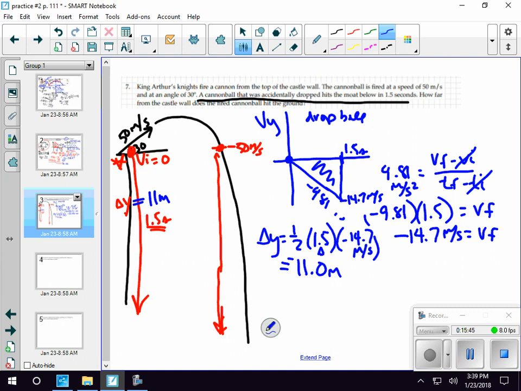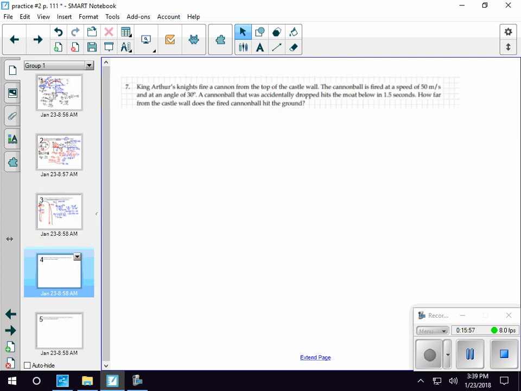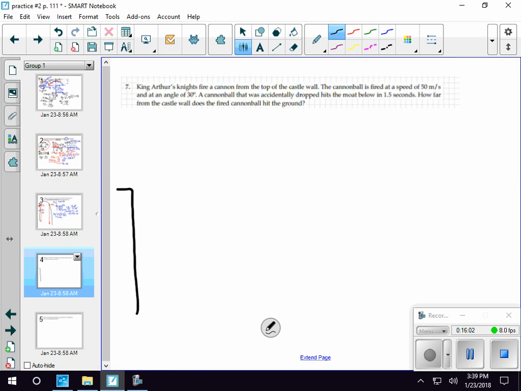But at this point, I've gotten all the information I can possibly get out of the dropped cannonball, and it is now, besides that 11 meters, completely irrelevant to the problem. So let's move on. Let me redraw what I've got going on here. I've got my castle wall. It is 11 meters high. We are shooting at a 30-degree angle. We've got 50 meters per second. And now, again, a strange looking parabola there, but you get the idea.